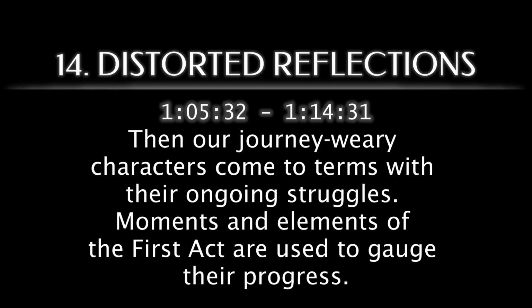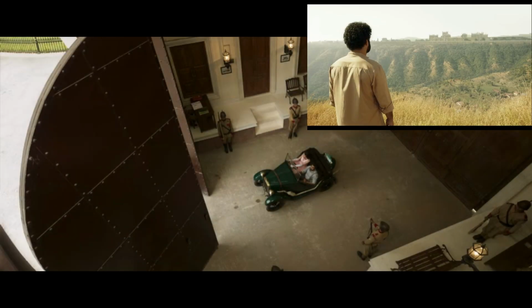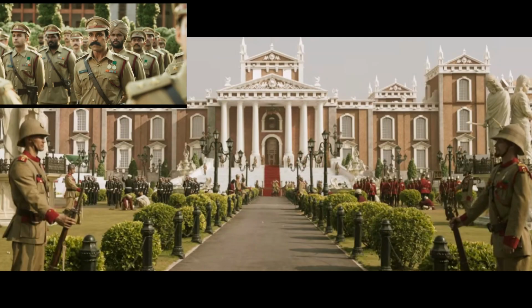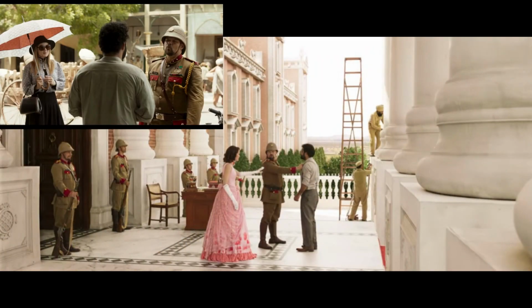Then our journey-weary characters come to terms with their ongoing struggles. Moments and elements of the first act are used to gauge their progress. Beam enters the British compound, his Act 1 goal met, who experiences a casual affair, contrasted from Rom's Act 1 ceremony. Robert's racist abuse is checked, unlike how it was in Act 1.